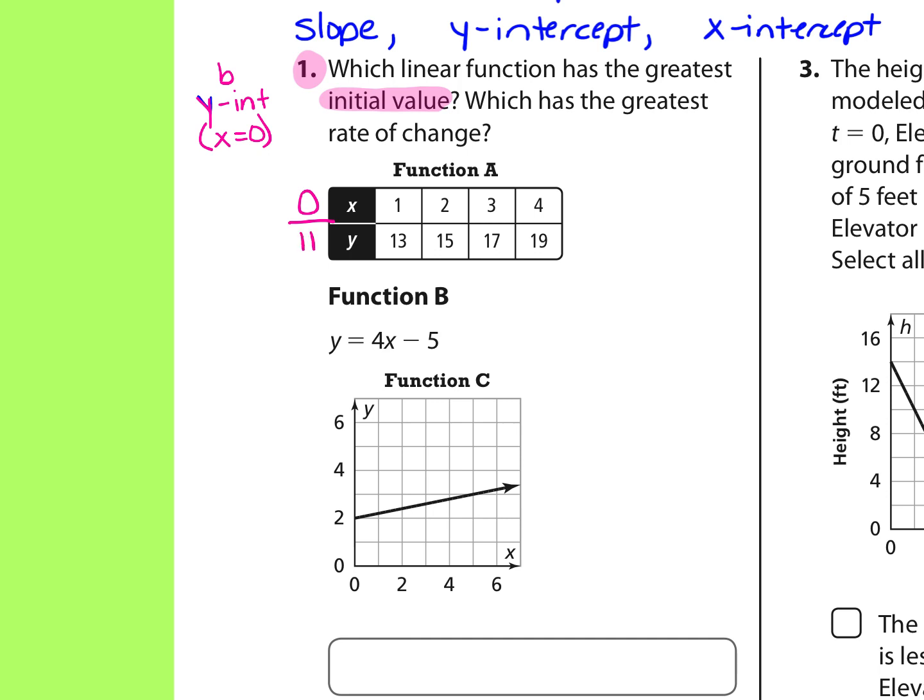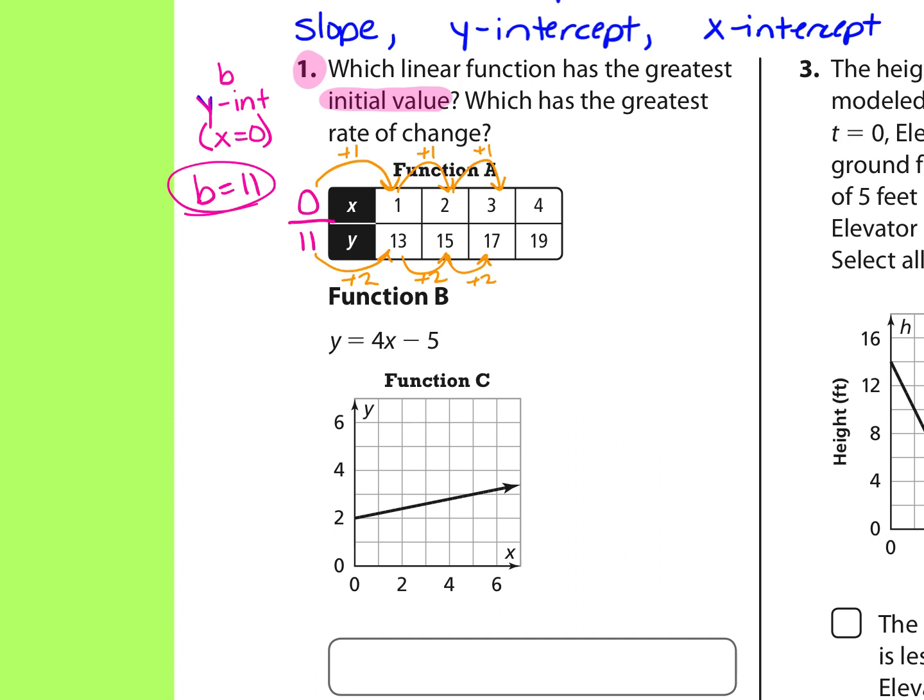And if I were to check this, I would see that every time x adds 1, y adds 2. So I'm seeing that extended all the way through. So my ordered pair 0, 11 does work here. And that tells me that b, the y-intercept, is 11.